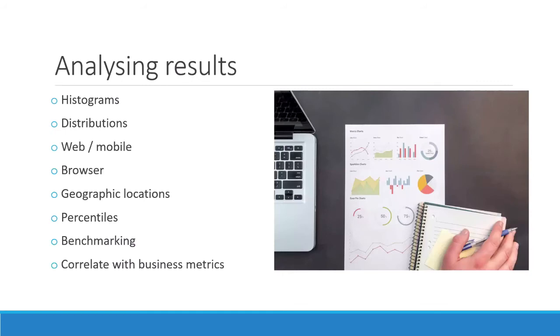So now that we gathered all the data, it's time for analysis. What can we do with analysis? We can draw some histograms and distributions with all these metrics and see how they affect users. We can compare users that are browsing through desktop or their mobile phones across different browsers.